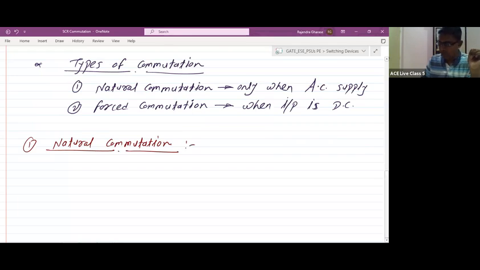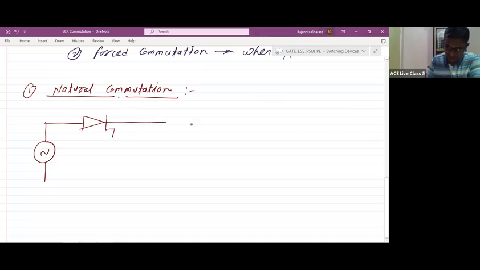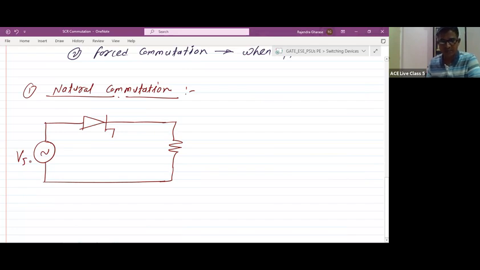In order to understand natural commutation, let us consider a simple circuit. Suppose we have a single phase AC supply, and here we are using a thyristor. This is the gate terminal, and here a resistive load. This is a simple single phase half wave controlled rectifier. In this case, we are going to discuss how natural commutation is possible. So suppose the load is purely resistive.